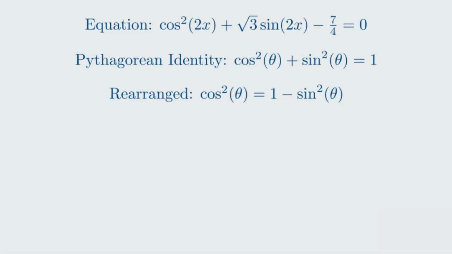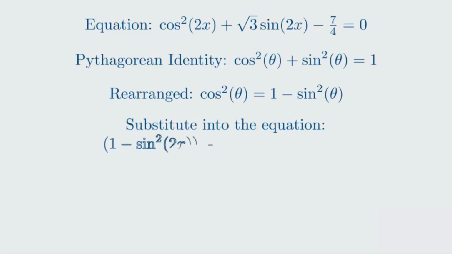Now we can apply this directly to our equation. Our angle is 2x. So we can replace cosine squared of 2x with 1 minus sine squared of 2x. This substitution gives us a new equation. In parentheses, 1 minus sine squared of 2x, plus square root of 3 sine of 2x minus 7/4 equals 0. Notice how the equation now only contains the sine function. By using that Pythagorean identity, we've successfully rewritten the equation using only one type of trigonometric function. This is an essential first step in solving this problem.